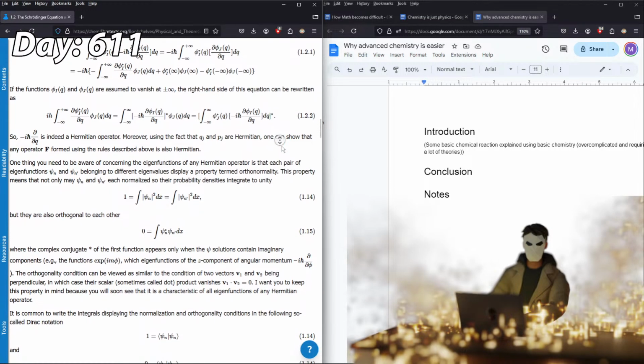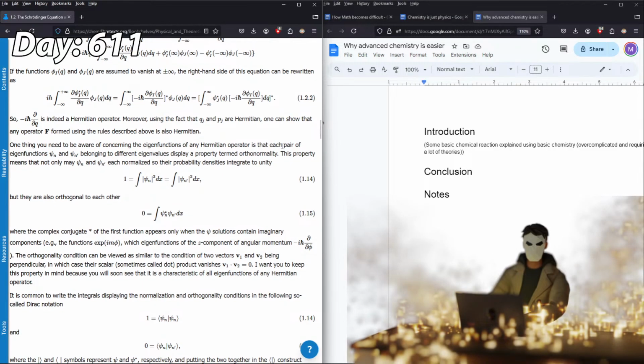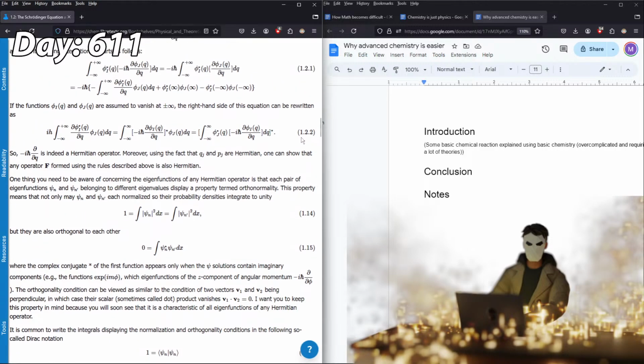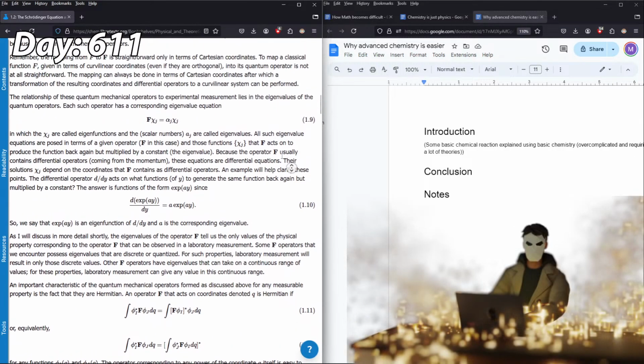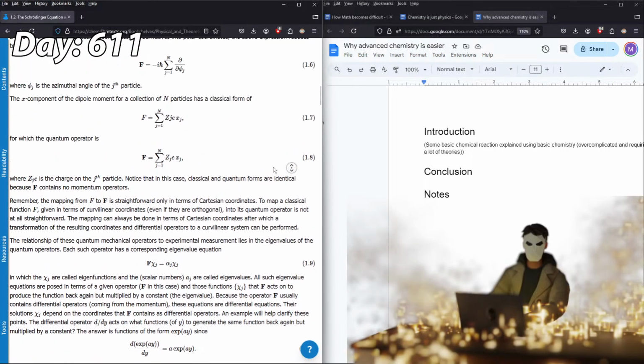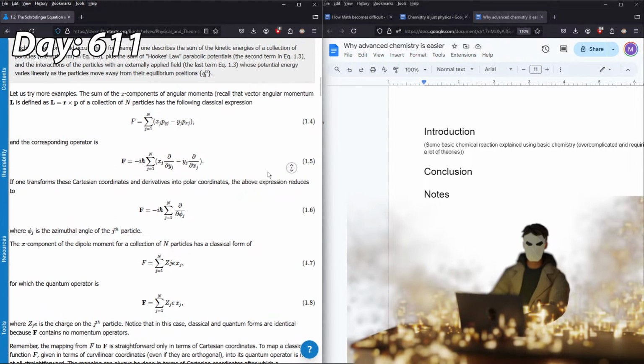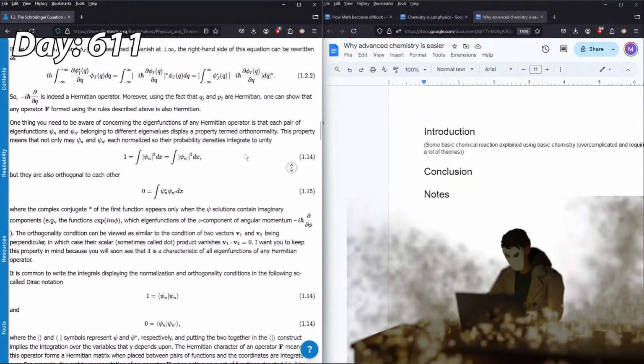Written as this, alright. So, the Hamilton operator. Moreover, using the fact, one can show that any operator F formed using the rules described above is also Hermitian. Okay. Got it. Which means Hermitian operators probably will be important later on. It's fine.